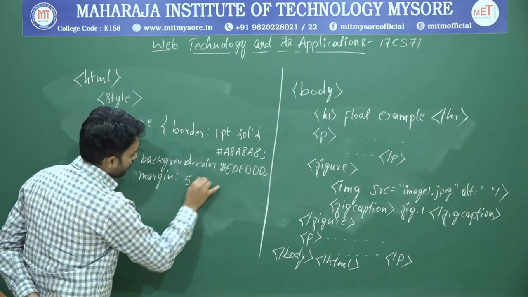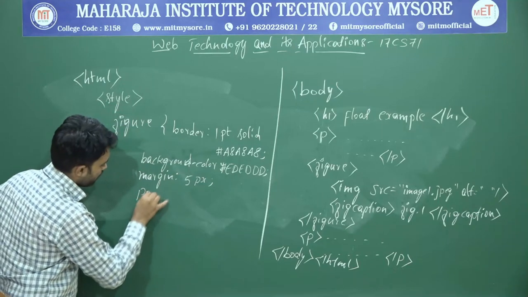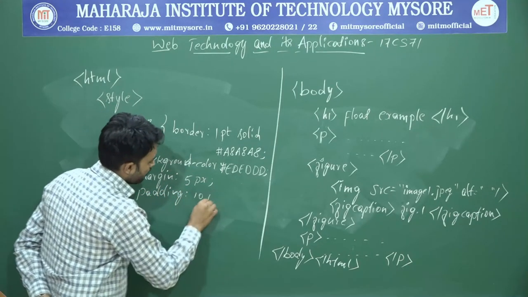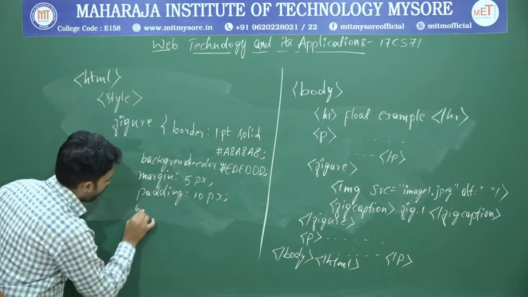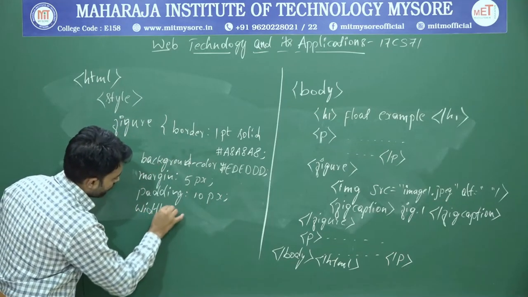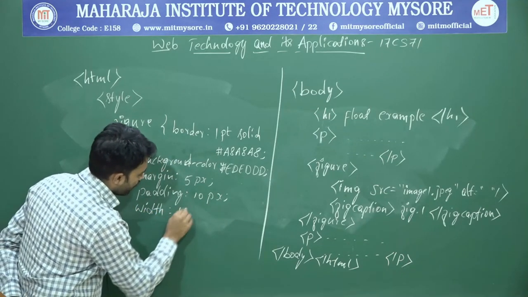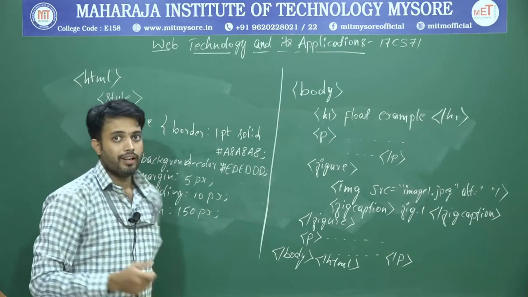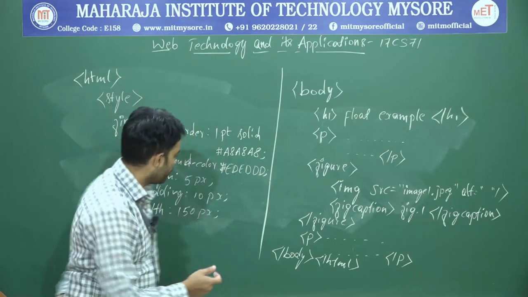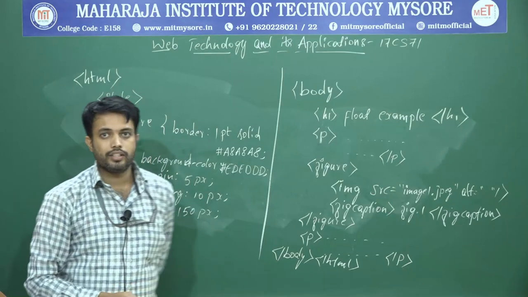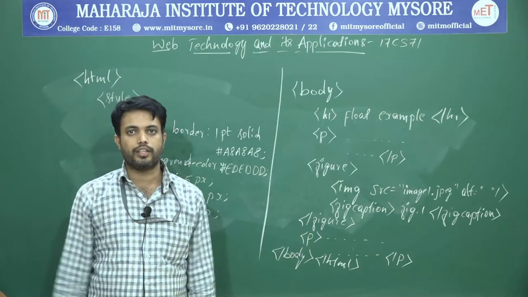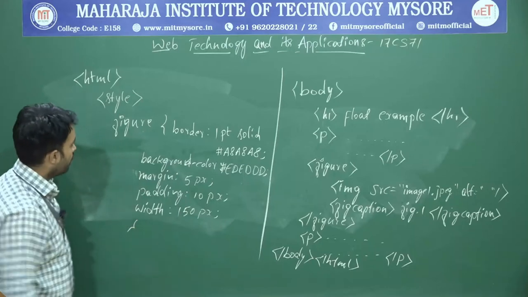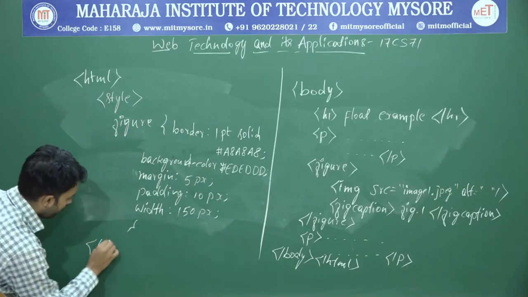margin 5 pixel, padding 10 pixel, width. So what width? 150 pixel. This is compulsory for block level floating elements. We need to specify the width, otherwise it is going to occupy the full container width. So now I will close this figure, and again I will close this style.